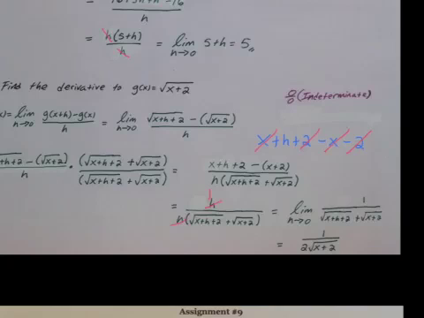And I just noticed that I left off some really important notation, so I should put down my answer as g prime of x equal to my answer. So it's g prime of x equal to 1 over 2 radical x plus 2.